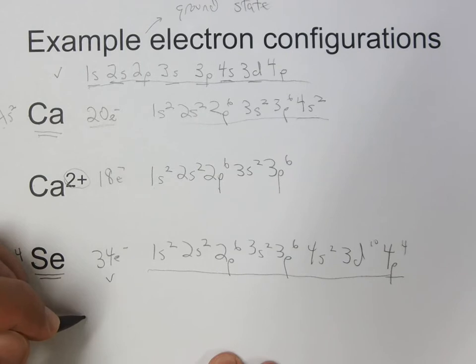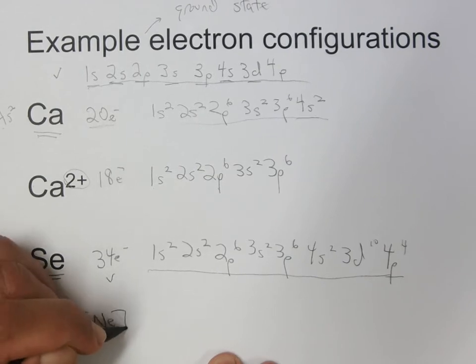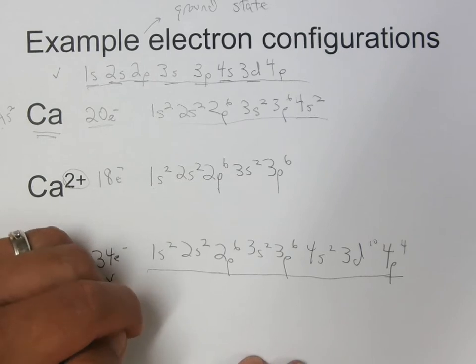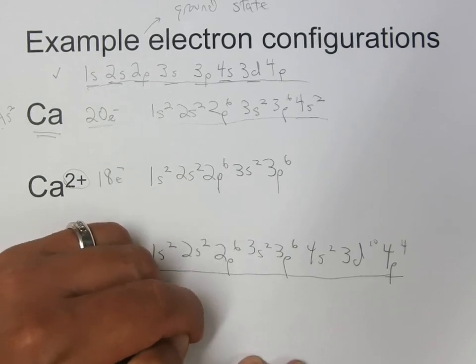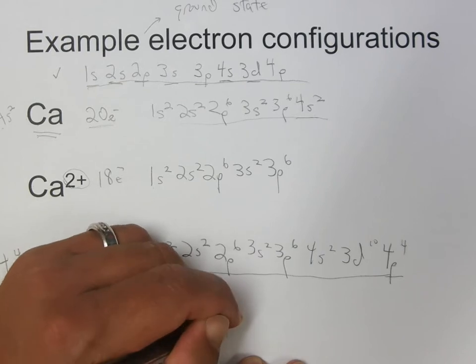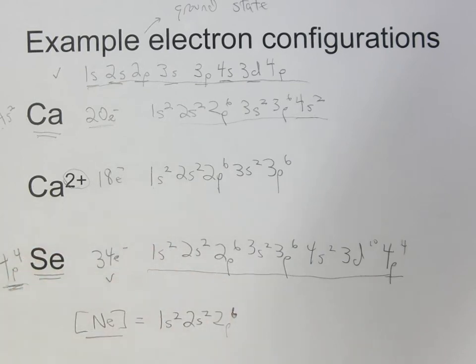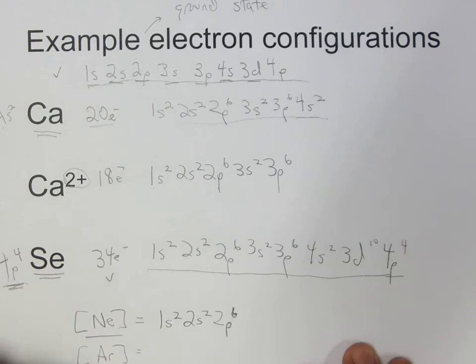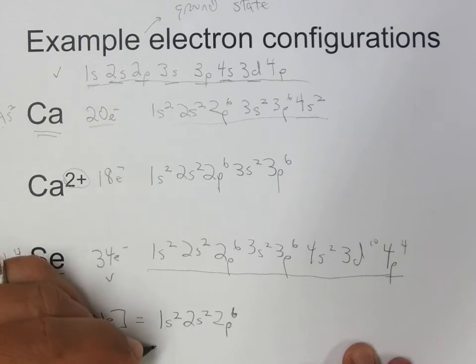So a noble gas in brackets, like neon in brackets, says this is the electron configuration for neon, so it means the same as 1s2, 2s2, 2p6. So if I wanted to just write 1s2, 2s2, 2p6 quickly, I could write neon in brackets. If I go to the next noble gas, argon, and put that in brackets, that's an element with 18 electrons. So this accounts for the lowest 18 electrons.